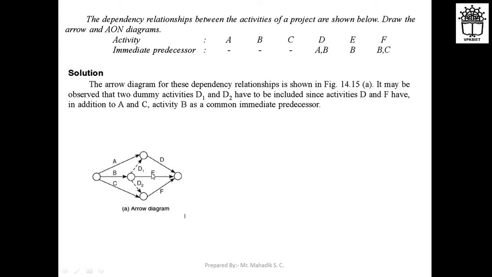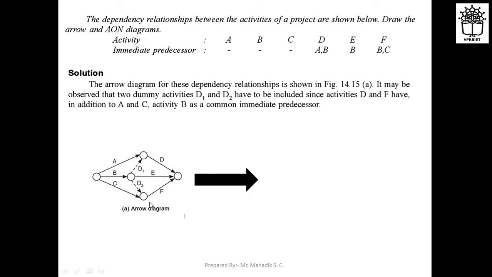Because E is again dependent on the B activity. So that's why you have to take one event and show the dummy activity D1 like that. Okay, same for F also, it will depend upon your B and C, right? So F is not directly dependent on C or B. So here again you have to take the dummy activity D2, right? But this is an arrow diagram.